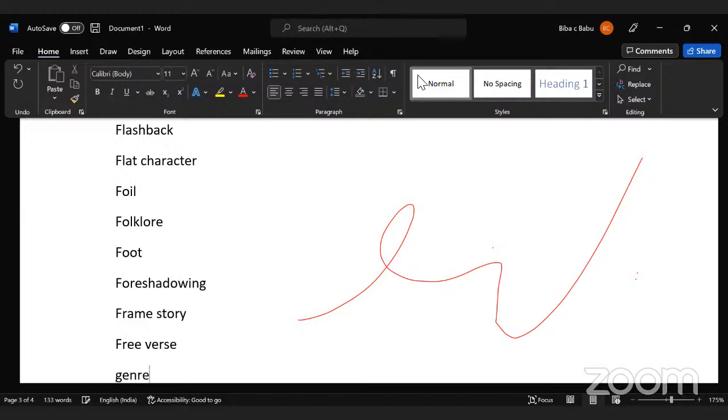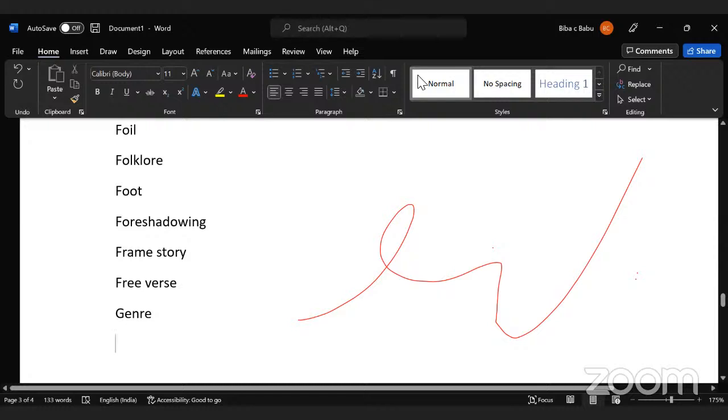Next is genre. Genre is a field of literature or art. Poetry, prose, fiction are different literary genres. And they have subcategories like mystery novels, detective novels, crime fiction novels. These are examples of genre. It is a field of art.